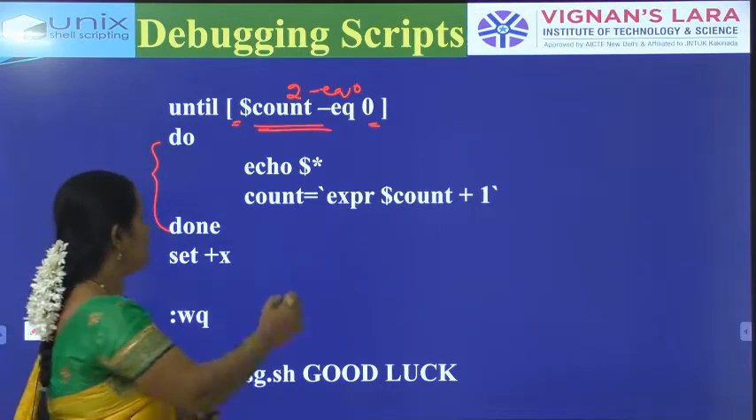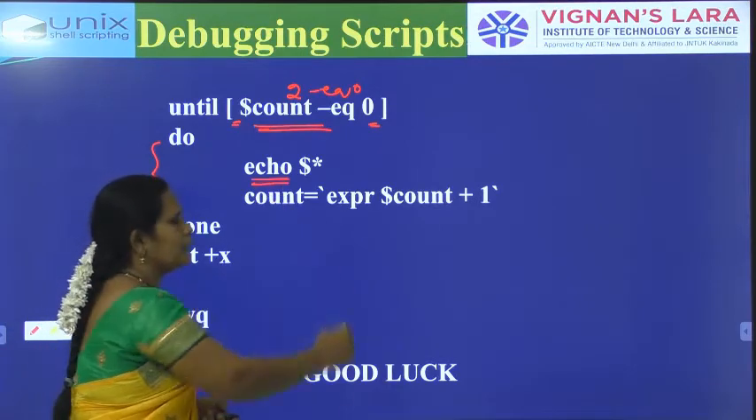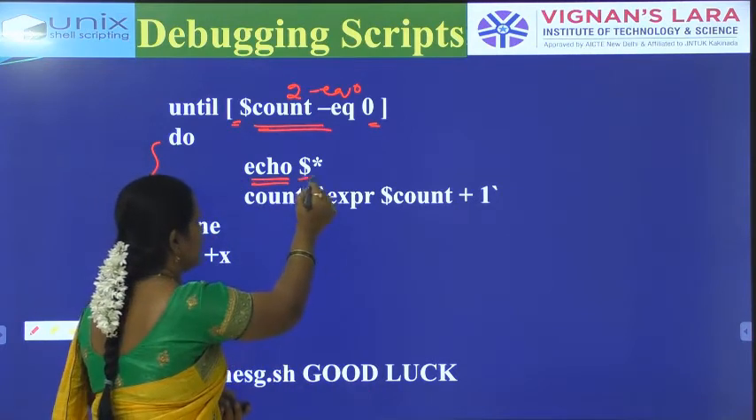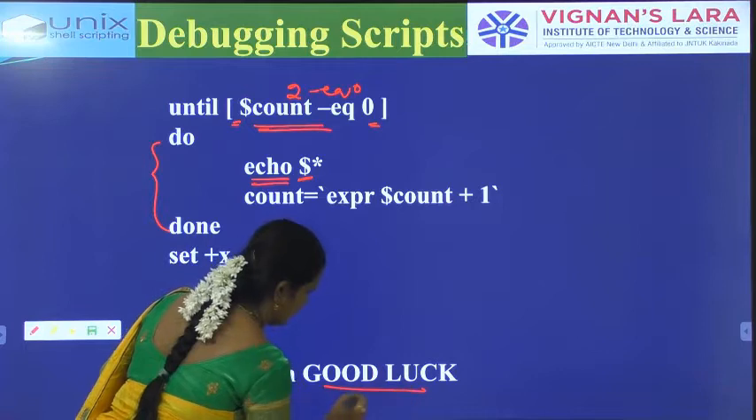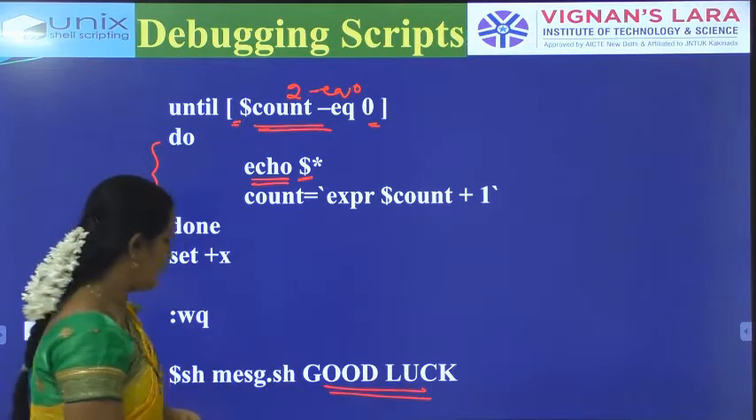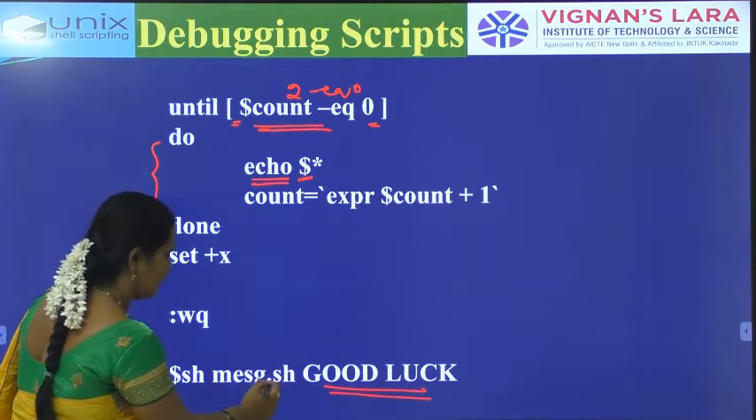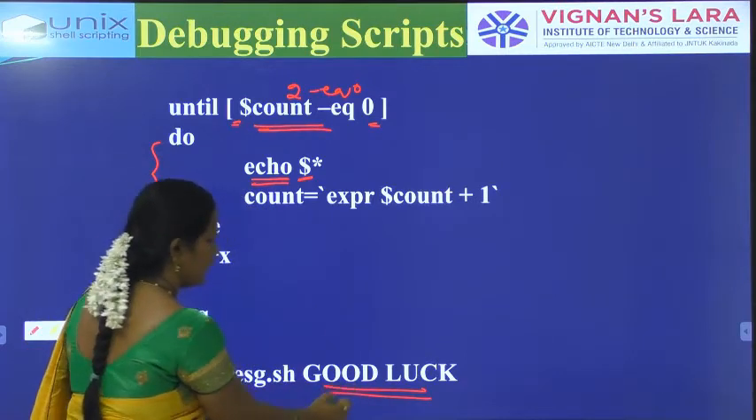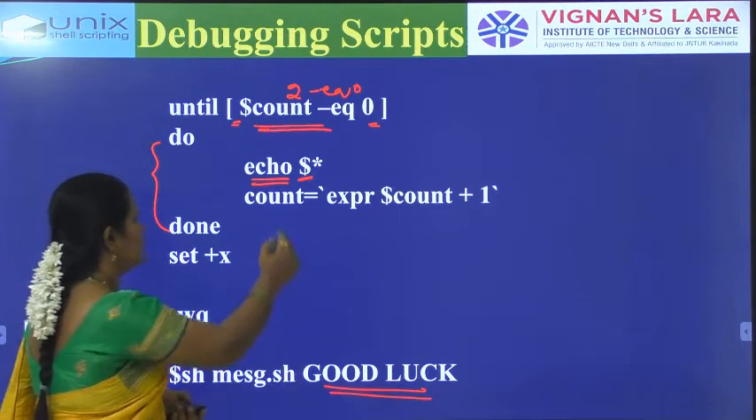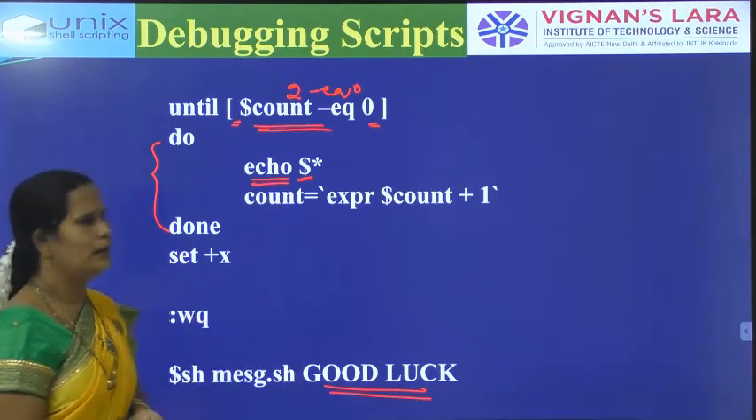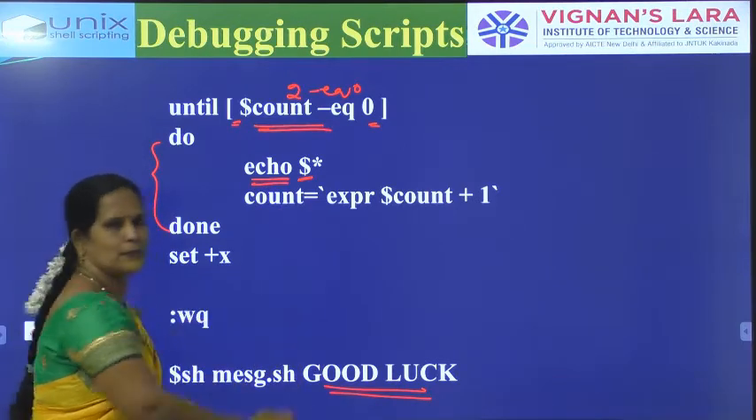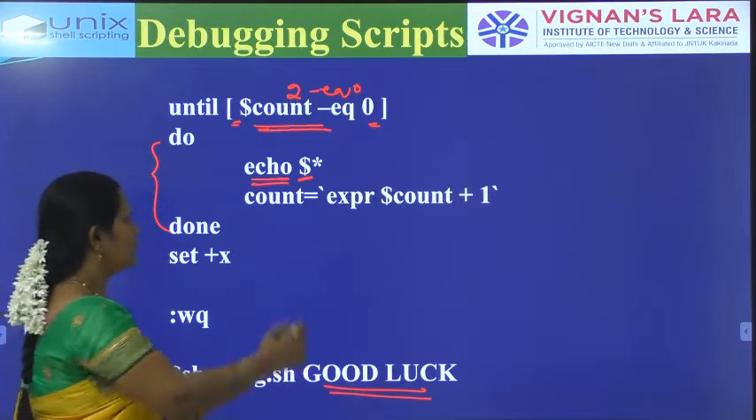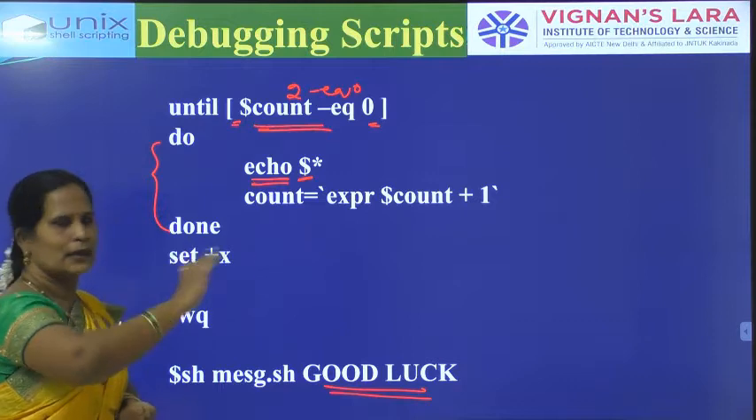What is the first statement I specified? Echo space $*. Okay, $* means it is going to display the message we sent in the command line. Okay, sh space nest.sh space good luck. This is going to take this good luck as the message and display it. So echo space $* means it is going to display the good luck message. Okay, the first time the good luck message printing is completed.